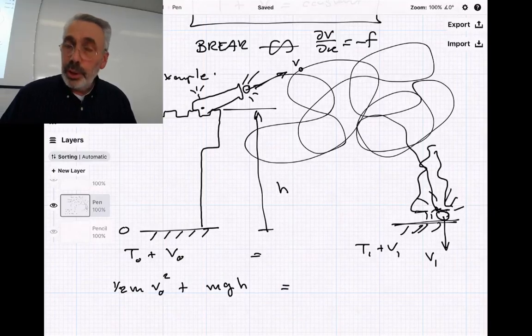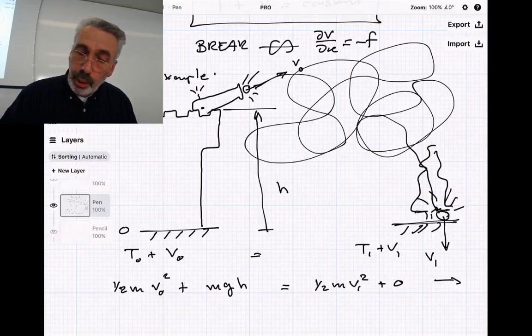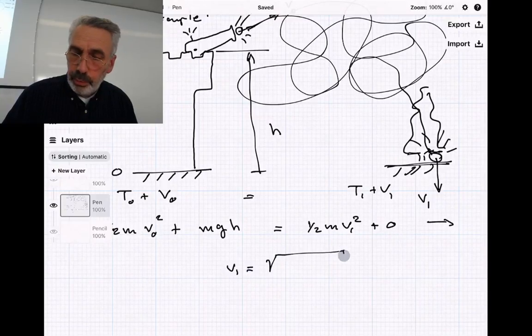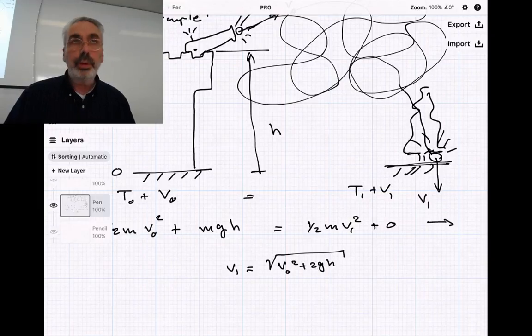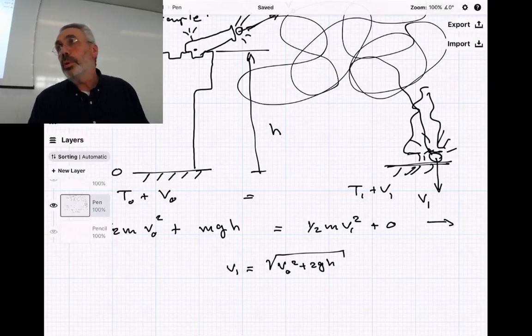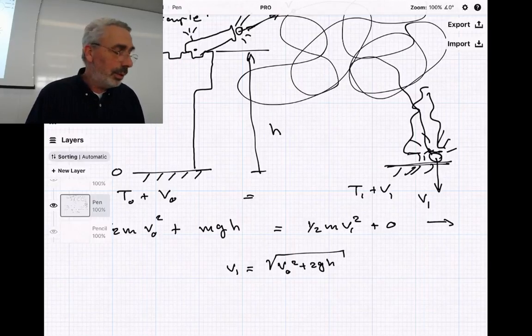So, and then on this side, the kinetic energy is of course 1/2 m v1 squared plus 0. And from this we are able to determine, of course, what the speed v1 is, the square root of v0 squared plus 2gh. So then we know how hard we hit the enemy. And it's interesting because we haven't solved the motion of the system, but we did solve the state after a while, at a certain event.